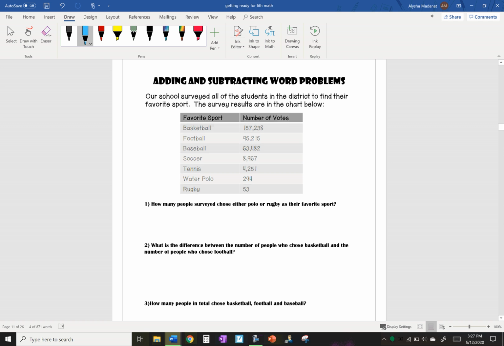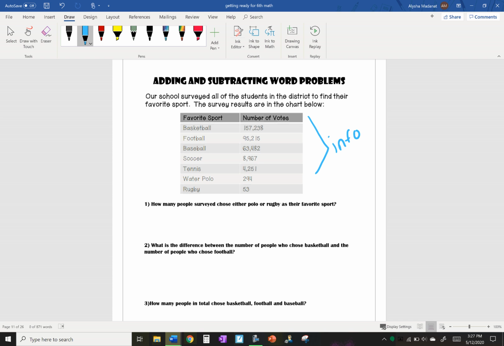All right, adding and subtracting word problems. So we've got a chart right here. This is where we're going to get all our information from. Our school surveyed all of the students in the district to find their favorite sport. The survey results are in the chart below.